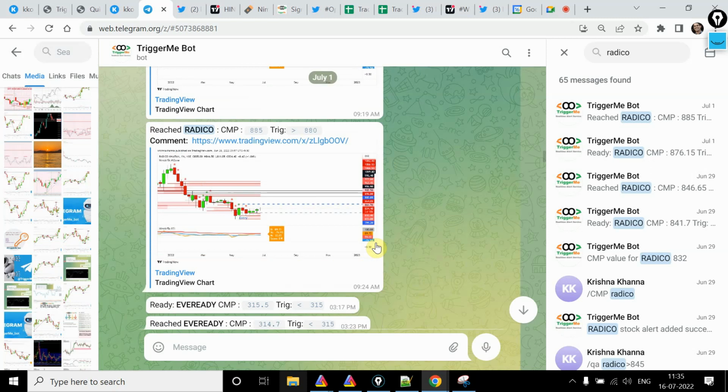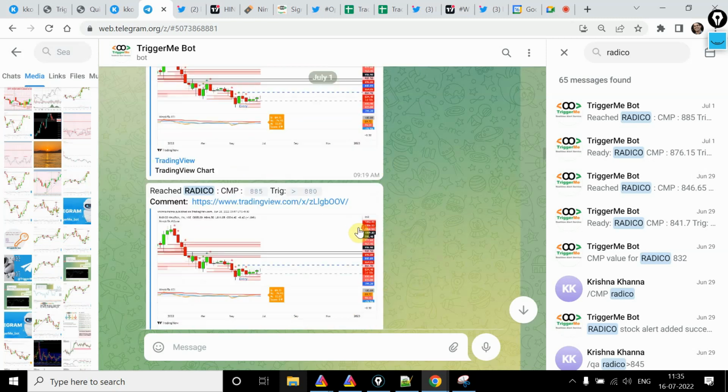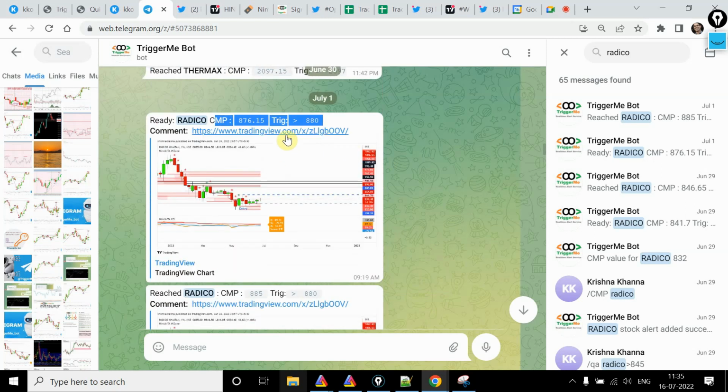If you see in both of them, there's a difference of around 5 minutes. At 9:19 a.m. and 9:24 a.m. it was actually reaching above 880. Prior to that, it gave me an alert at 876 itself. So I'm prepared in advance.